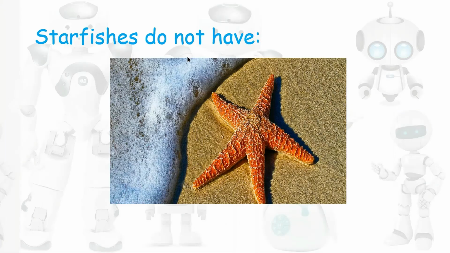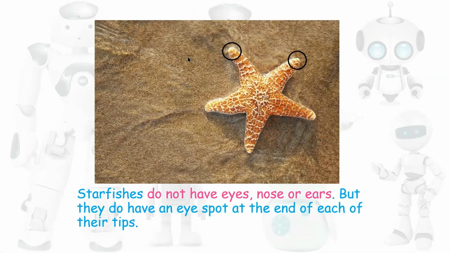Do you know starfishes do not have eyes, nose, or ears? Although they do not have eyes, they do have an eye spot at the end of their tips. These are the eye spots. Over here at the end of their tips, they have eye spots. These eye spots help them to see. They cannot see like we do. They can detect light and dark.